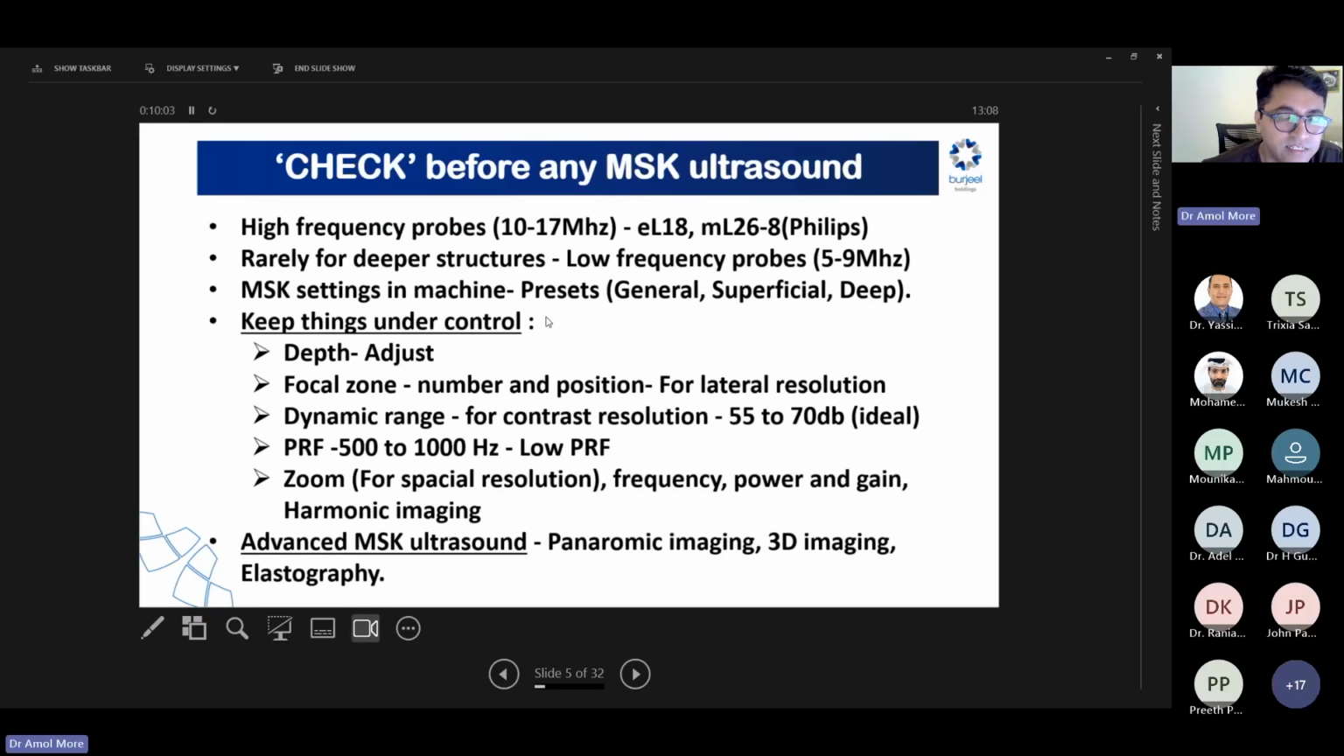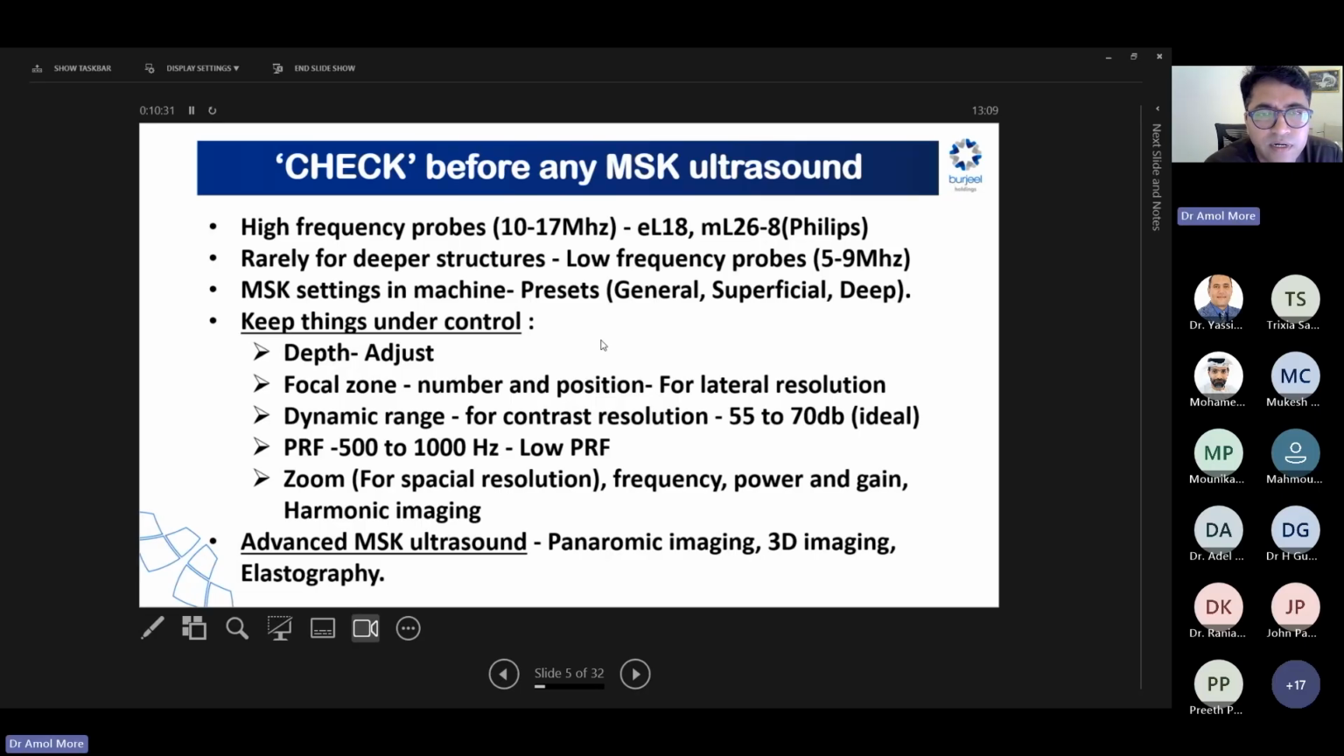There are a few checklists which we should know when we see any joint on ultrasound. Always we use high frequency probes, like 10 to 17 megahertz. With us, we have Philips probes. Commonly we use the EL18, and Philips nowadays also has the ML26, which is a high frequency acoustic probe.